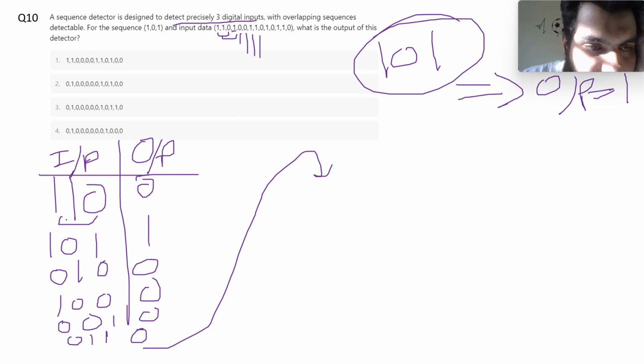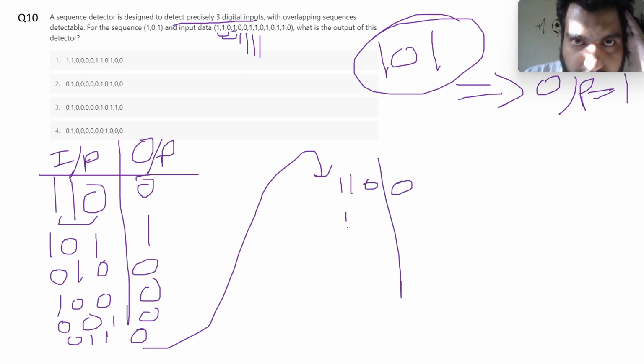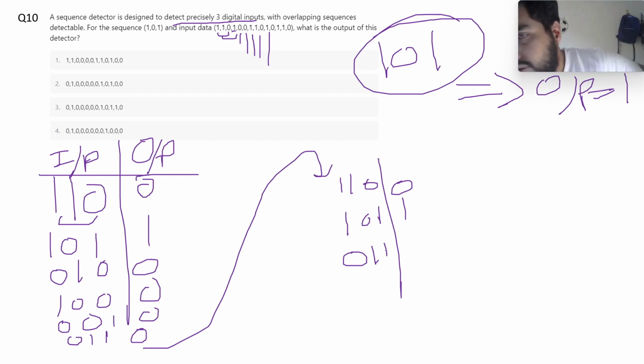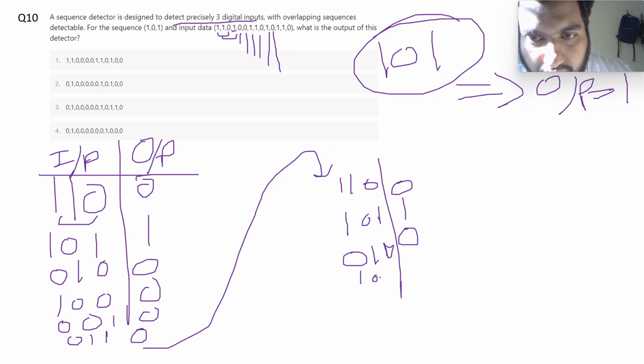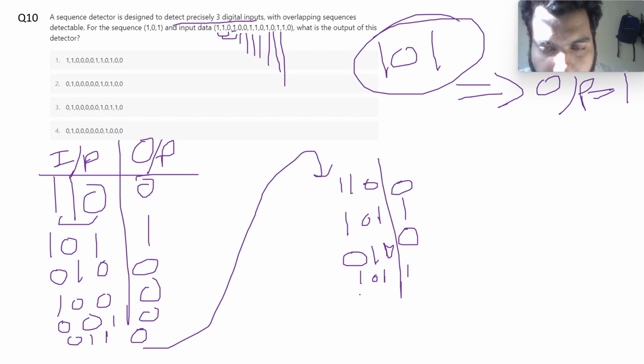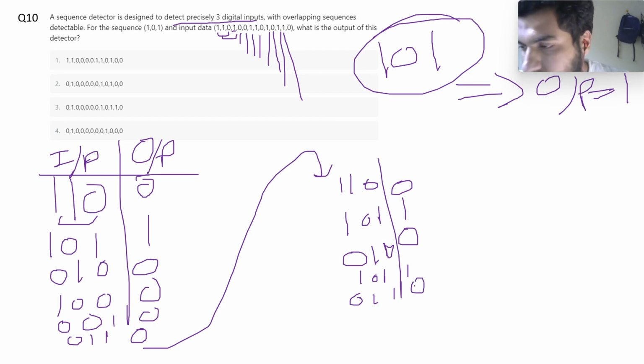So far I have 1, 1, 0, 1, 0, 1, 0, 1, 0, 1, 0, 0, 0, 0, 1, 0, 1, 1. Then it's 1, 1, 0 and my output is 0. Then it's 1, 0, 1, so the output will be 1. Then it's 0, 1, 1. Then it's 0, 1, 0, so the output will be 0. Then 1, 0, 1, so the output will be 1. Then 0, 1, 1, so the output will be 0. And finally 1, 1, 0, so the output will be 0.